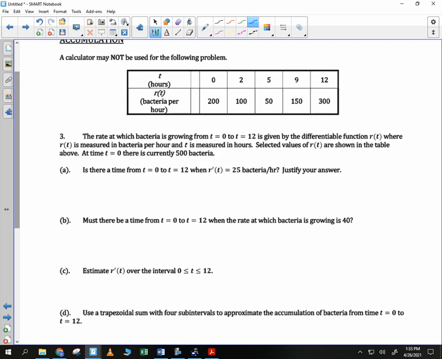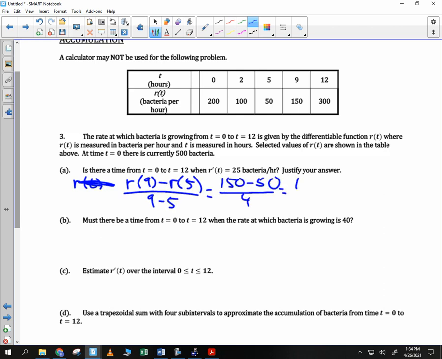Is there a time when r prime of t is equal to 25? So you're looking for r prime. So we're looking at this rate here. And as you notice, you have r of 9 minus r of 5 divided by 9 minus 5. That would be 150 minus 50 over 4, or 100 over 4, which is equal to 25. So we need to see that you found that the slope between those two is 25 somewhere. And so the answer would be yes.